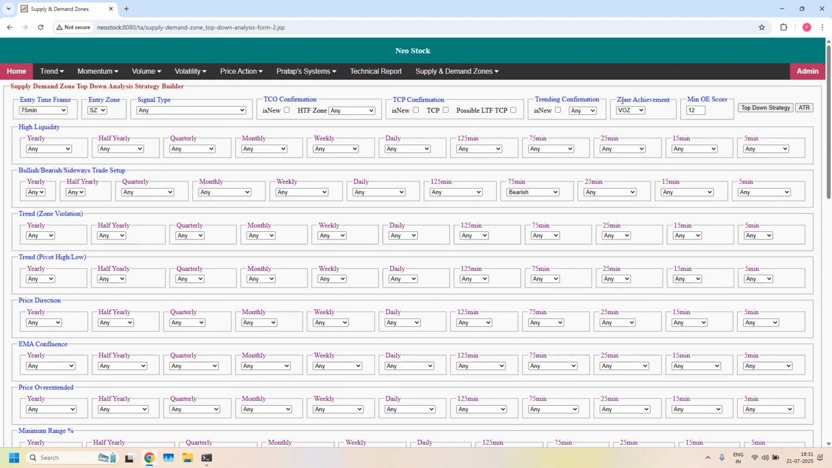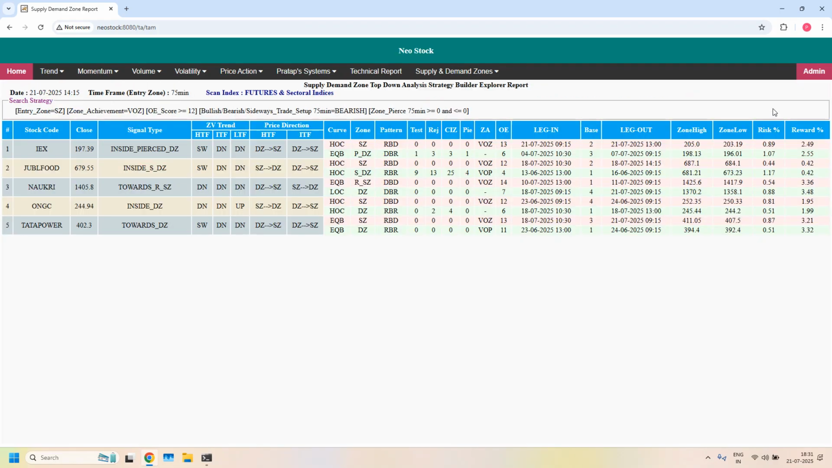75 minutes supply zone, because filters will be applied on whatever the values you select here. Now we got 5 stocks. These 5 stocks are supporting bearish trade setup for weekly income trade, and entry time frame zones are 75 minutes supply zones. Out of these 5 75 minute supply zones, there could be some high probability trade setup supported supply zones. We need to find them.